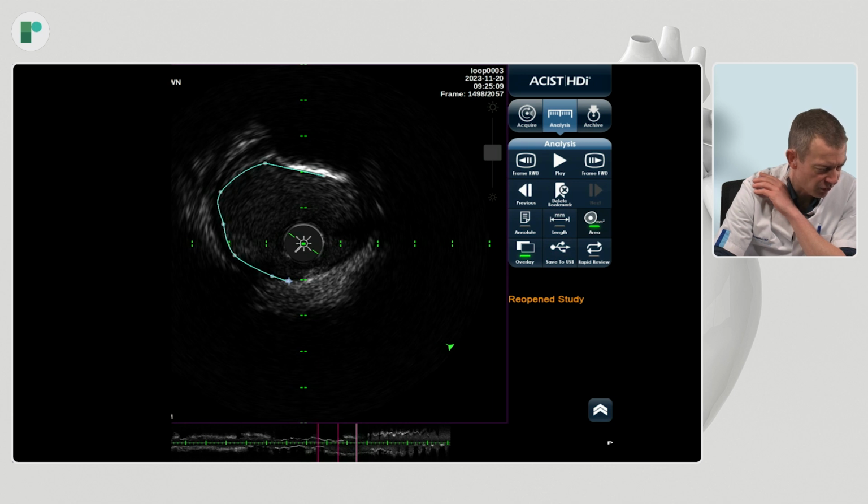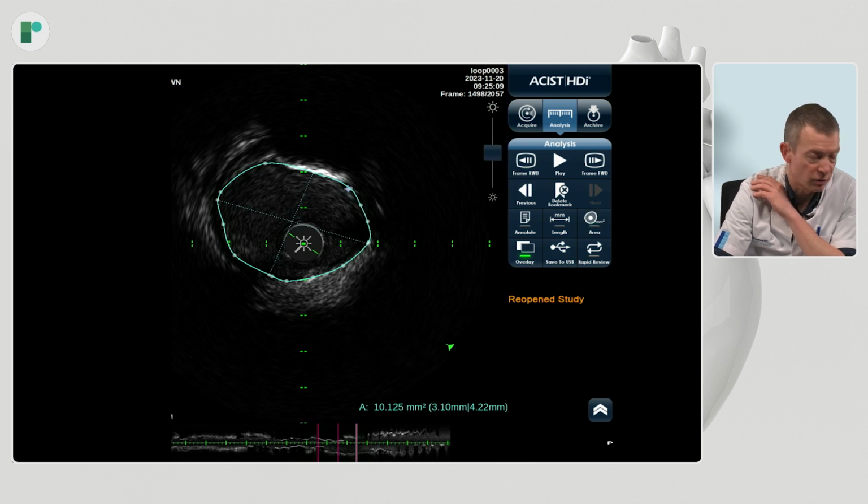And again, this is something that will be updated shortly. Also now these IVUS systems will have automatic luminal contouring that is quite accurate, which will allow you to do all these things completely automatically. So an area of 10, diameter 3.1 versus 4.2, so I would say a 3.5 stent would nicely fit here.